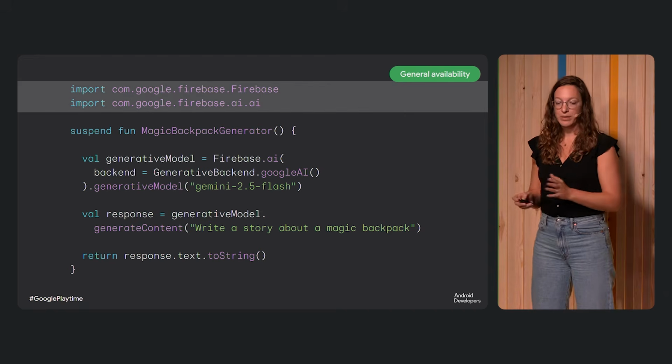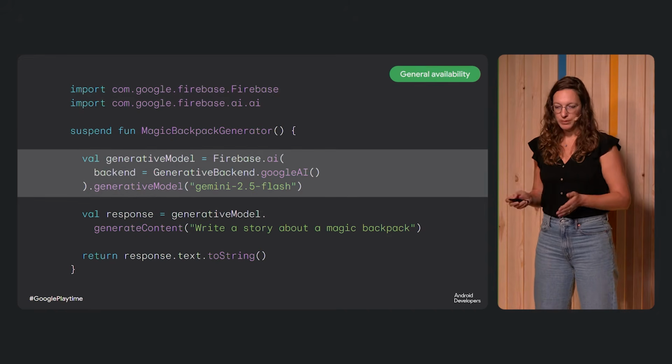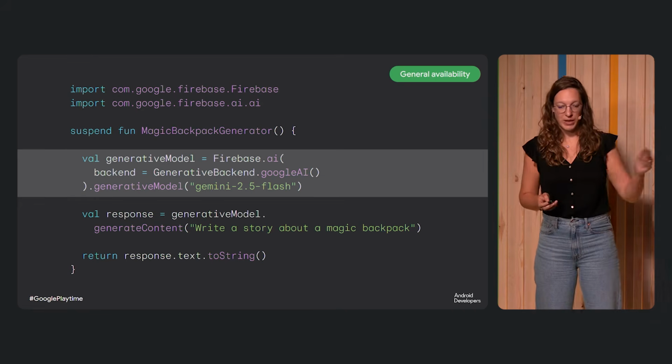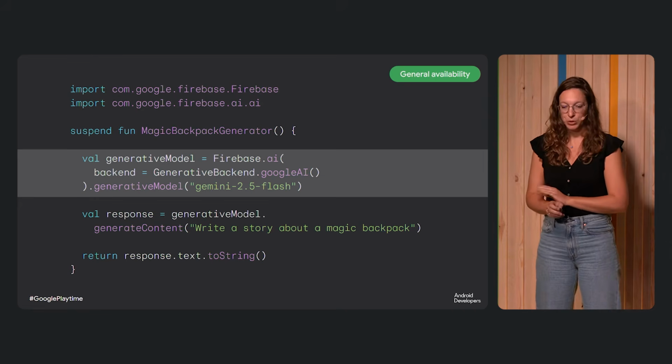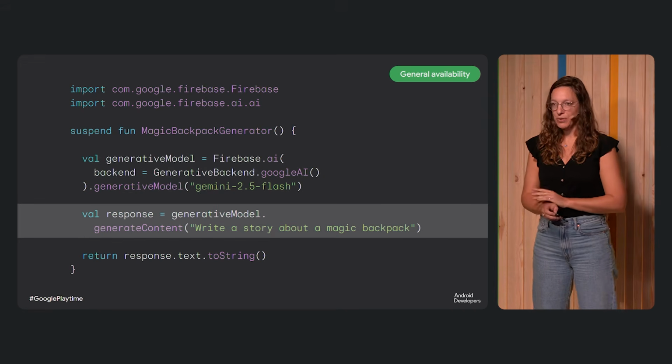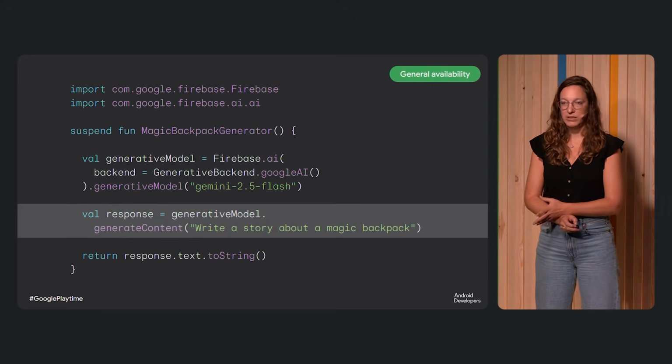We import the right Firebase dependencies. Then we create our model. In here, I am saying that I want to use the Google AI backend, and I'm going to use the Flash model running in it. And then I call the generate content method, and I get my response. It's as easy as that.